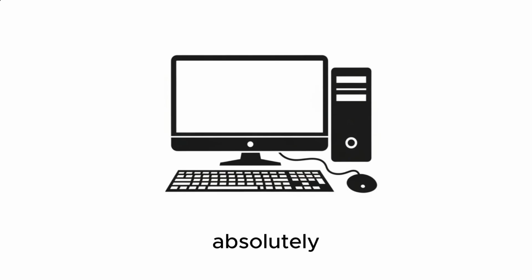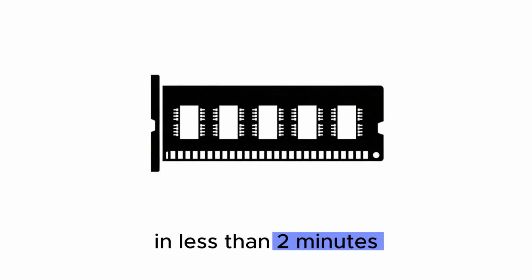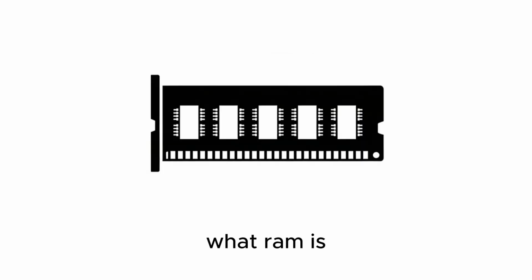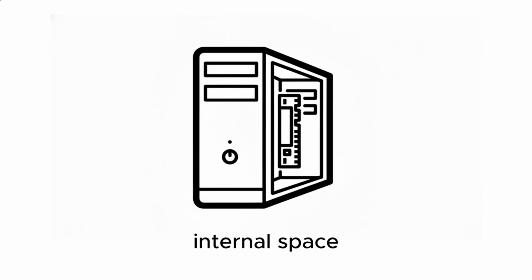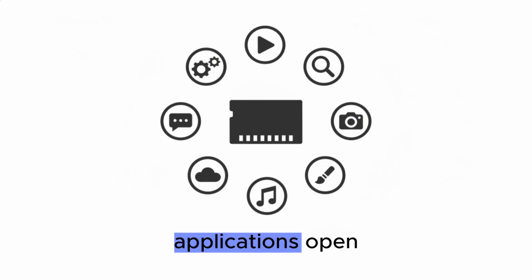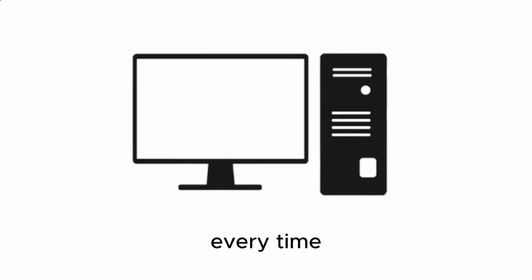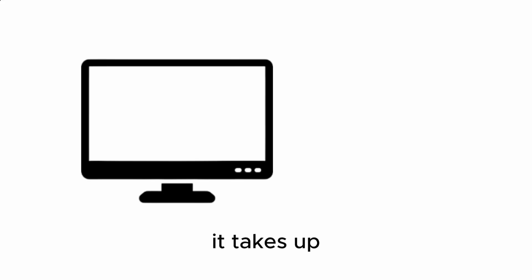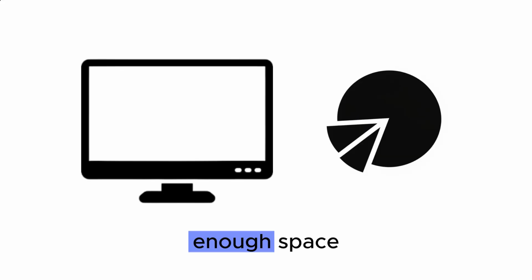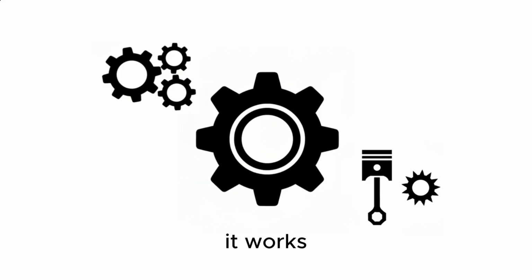No matter if you know absolutely nothing about computers, if in less than 2 minutes you don't understand what RAM is, this video failed. And here's the clear answer right away. RAM is the internal space your computer uses to keep applications open and running at the moment. Every time you open an application, that app goes into RAM. While it's open, it takes up space. If there isn't enough space, something has to go. That's how it works. Simple as that.